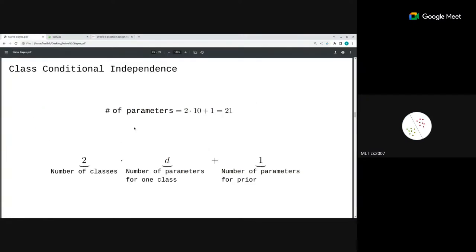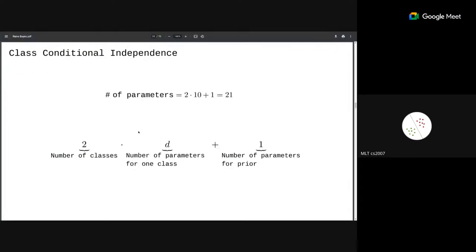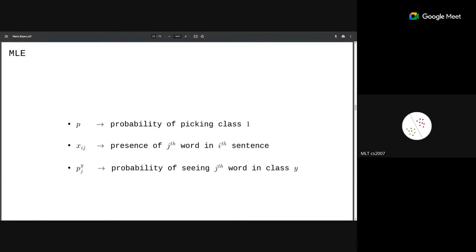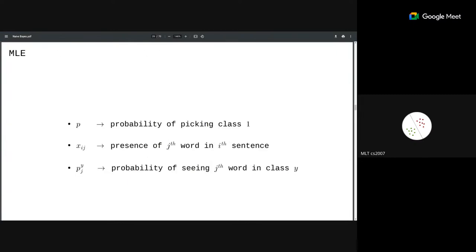So we can now move on. And from now on, what we'll assume is that this class conditional independence holds, right? So features are independent given the class. So we'll come back to the coin case, right? So now the features are binary. We have binary features, and we are going to keep tossing coins.